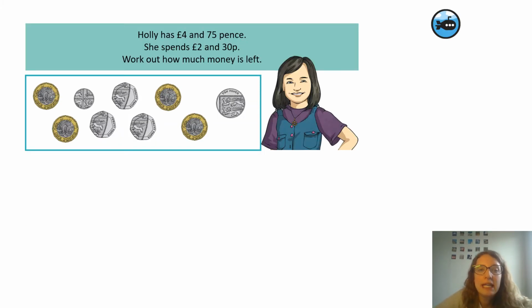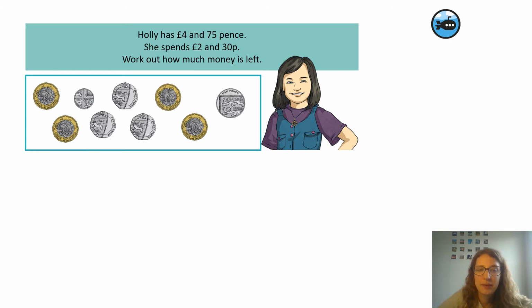Okay, Holly has £4.75. She spends £2.30. So if she's spending it, she's not going to have it anymore. So we're getting smaller, we're subtracting. Work out how much money she has left. Okay, so you've got the coins on the screen. So you can either cross out or block out the ones that she's spent, or you can work it out on some paper.